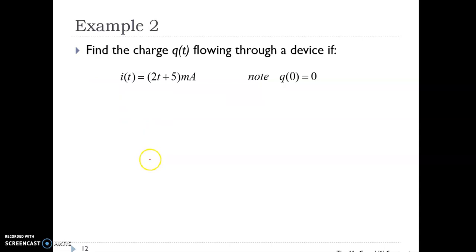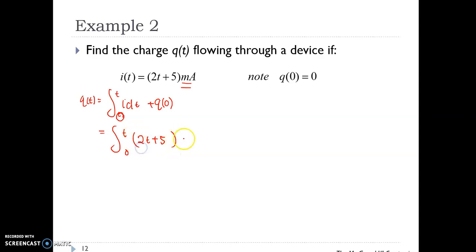Okay. Let's move to another example. You were given the current and you need to find the charge. So, from the previous equation, Q of t is equals to integral from t naught to t of I dt plus Q of t naught. In this case, your Q of t naught is 0. So this part is 0. Unit is in ampere. Okay. So integral from 0 to t of 2t plus 5 milliampere dt, plus Q of 0 is 0.